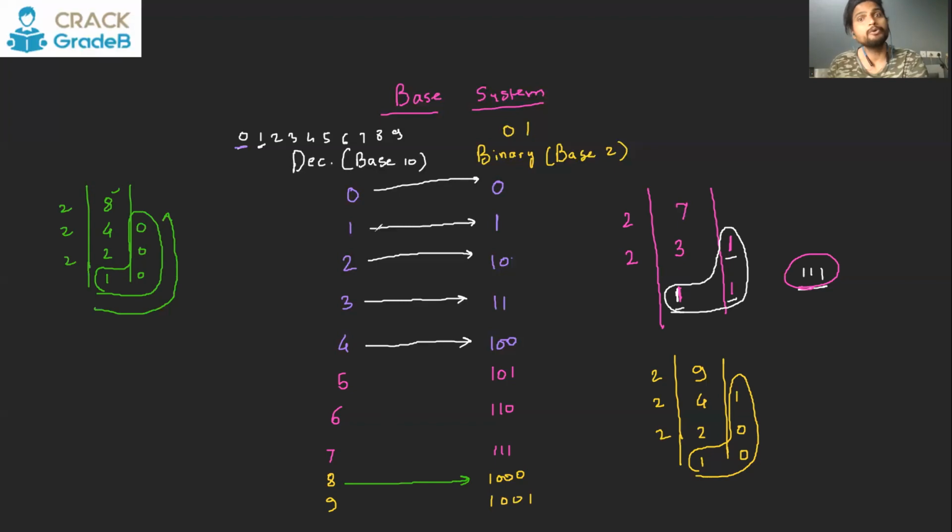But what if you have to do vice versa? For example, let's take a number like 1001, and this time another example, let's say 1010 in binary. If you have to convert this into base 10, this process is exactly like the process we used in our school days to write a number in place value form.